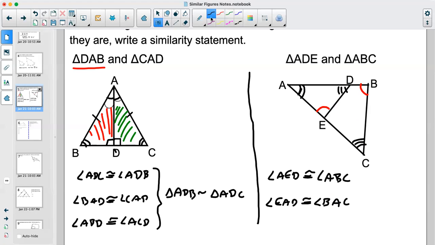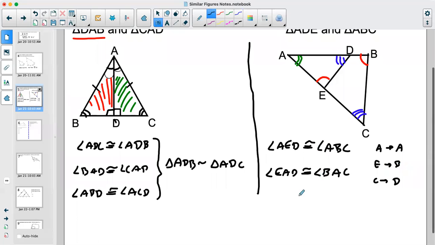So let me do it with colors maybe. So I got the red angle is the same in both because I was told that. This angle is the same in both because it's angle A in both. So if red and green and blue add up to 180, then red and green and blue have to add up to 180. There's like no other way to do this. And this tells me, using these colors, that I have A corresponding to A, B corresponding to E, and C corresponding to D. And so I can write a similarity statement that way.